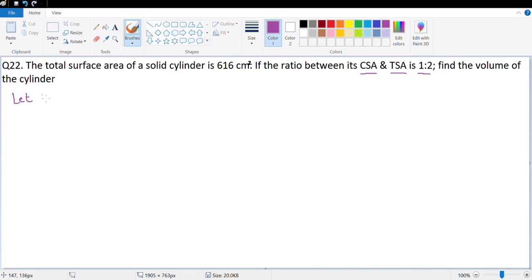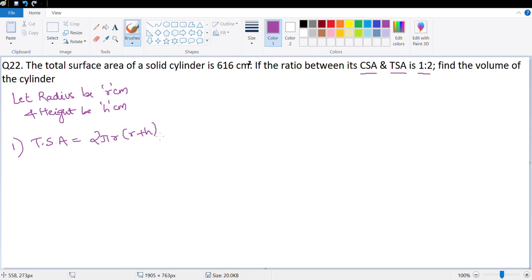So let radius be r centimeter and height be h centimeter. What's given is total surface area, which means total surface area is equal to 2 pi r (r plus h), which is given equal to 616 centimeter square. And the ratio between curved surface area and total surface area is 1:2. So curved surface area upon total surface area is given equal to 1/2.